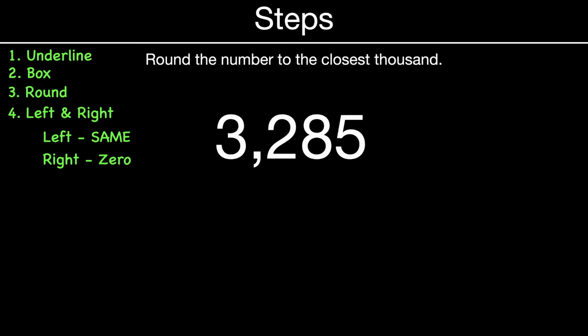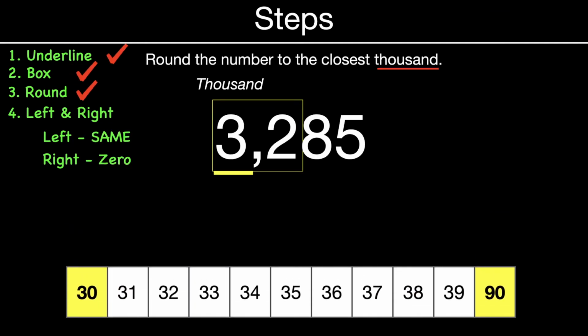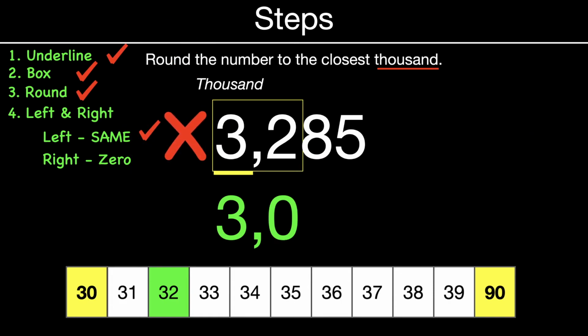Round the number to the closest 1,000. Underline, remember which digit, that's important. We're going to thousands this time, so that would be the 3. Box. The 32, we are going to round, and we're using a rounding chart today. 32 rounds to 30. And then we want rules for left and right. Well, on the left, there are no numbers on the left for this example, but there are some numbers to the right. They pop into zeros. So our answer for this problem is 3,000.